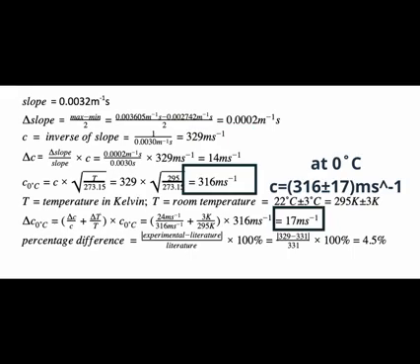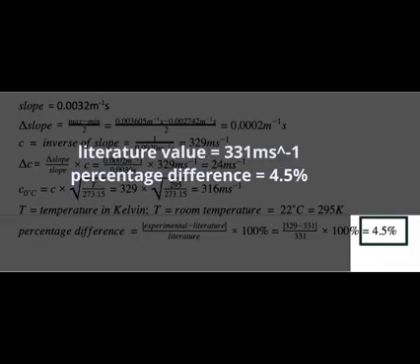At 0 degrees, this would be 316 plus minus 17 meters per second. Compared to the literature value of 331, the percentage difference was 4.5%, and 331 is within the quoted value of 316 plus minus 17 meters per second. Therefore, our experimental value is valid.